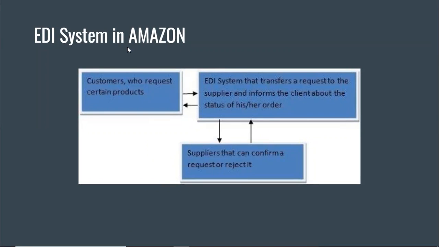This interaction can be illustrated with the help of this diagram. The supplier can confirm a request or reject it, and the system is supposed to act as an intermediary between suppliers and clients. Overall, this application is instrumental for the automation of sales and effective interaction with clients who want to know whether Amazon has already processed their order or not.